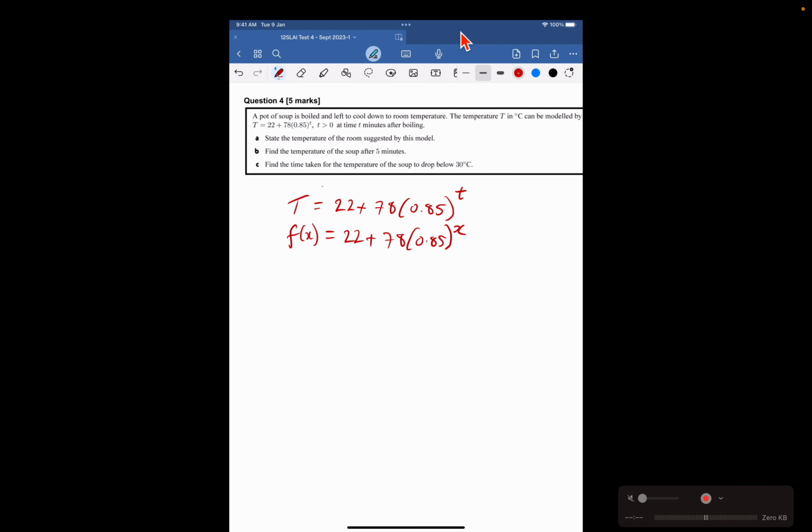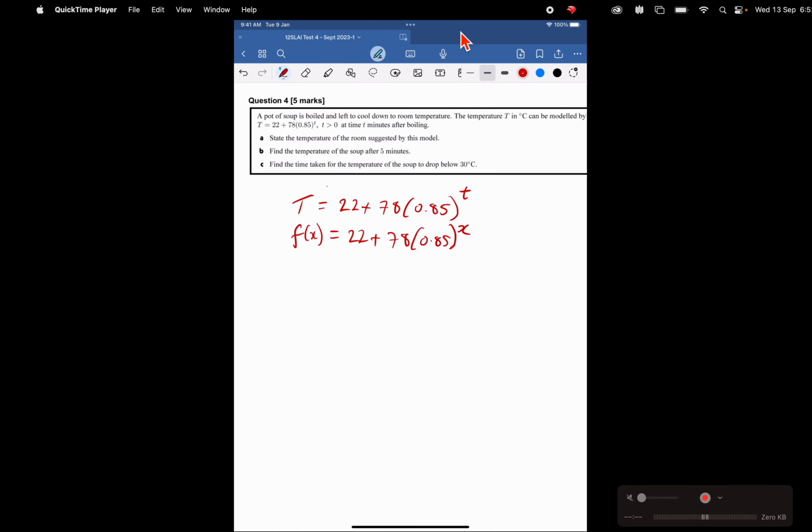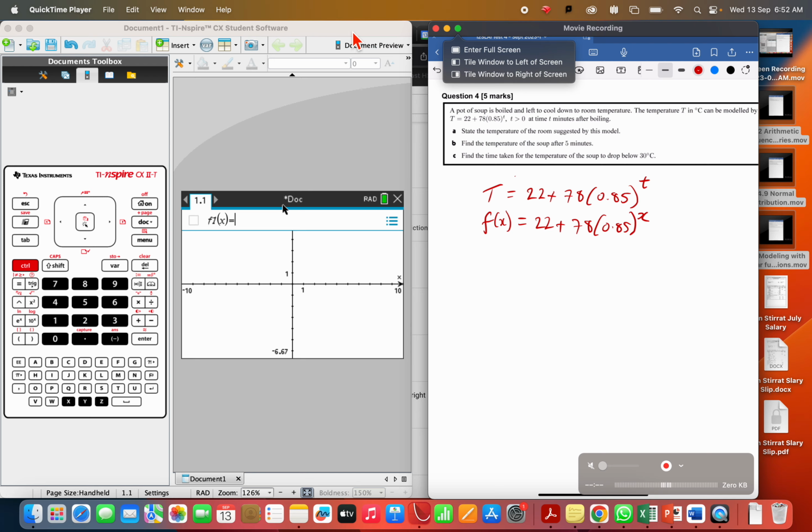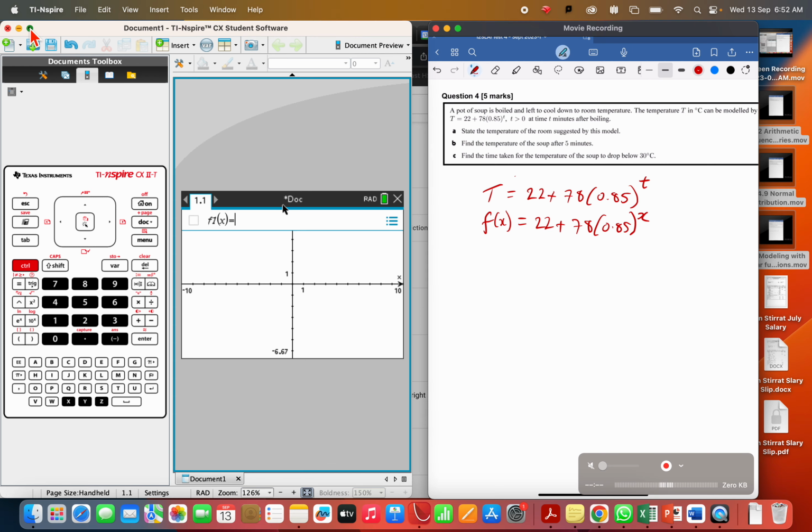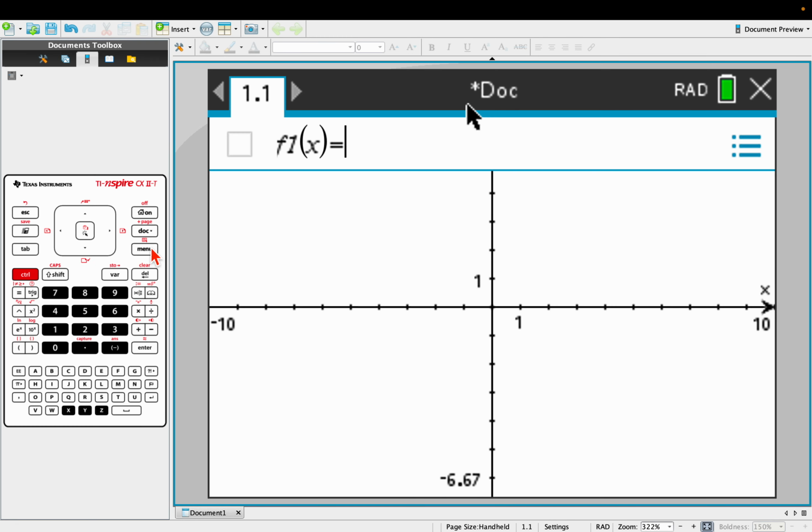It's about a cooling object. It's going to cool down, and those of you with a bit of knowledge about cooling things, it's going to cool down to a certain temperature, and that temperature will be room temperature. Alright, so let's have a little look. It's 22 plus 78 times, in brackets, 0.85, and that's to the power of x.